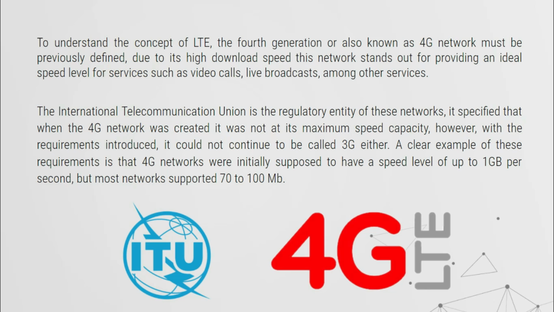It specified that when the 4G network was created, it was not at maximum speed capacity. However, with the requirements introduced, it could not continue to be called 3G either. A clear example of this requirement is that 4G networks were initially supposed to have a speed level of up to 1 GB per second, but most networks supported 70 or 100 megabytes.